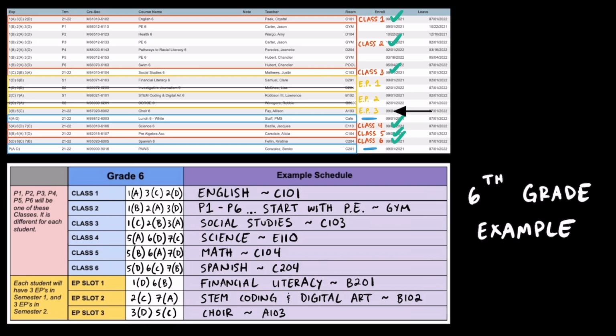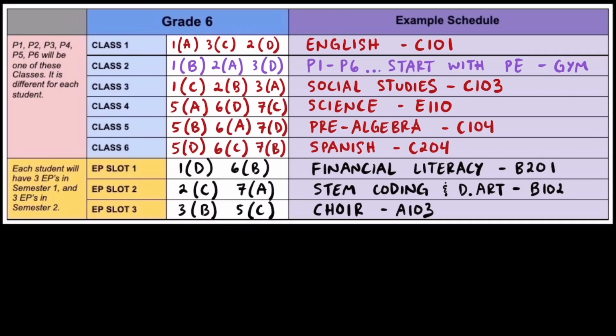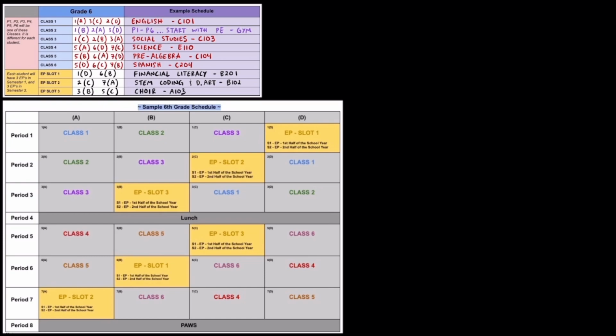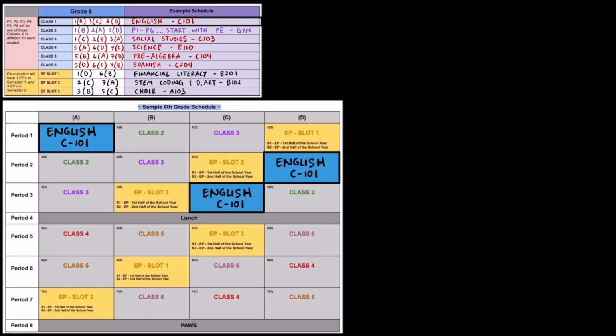Now that we have this completed, let's fill out the template so you know where to go each day of the rotation. For the 6th grade example, let's fill in this template, which is going to be a lot easier to use and follow throughout the school year. For this student, Class 1 is English, so find all the boxes that say Class 1 and replace them with English and their room number.